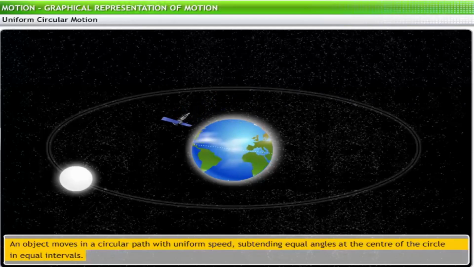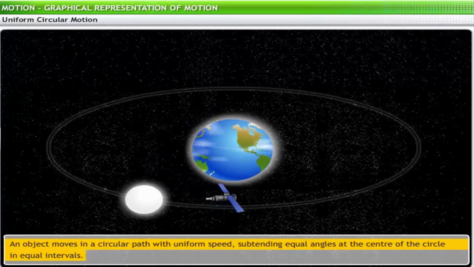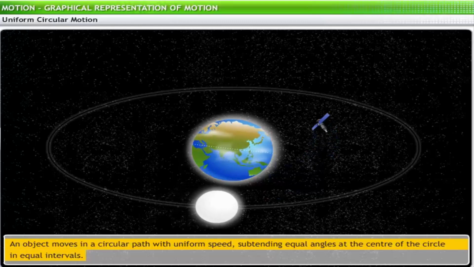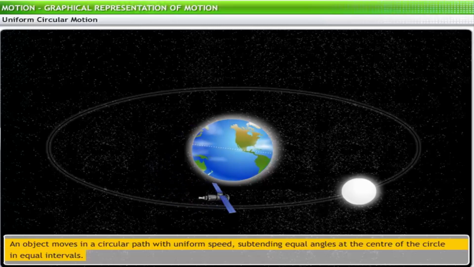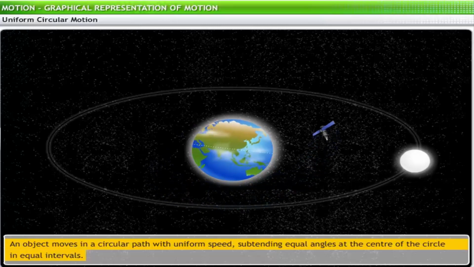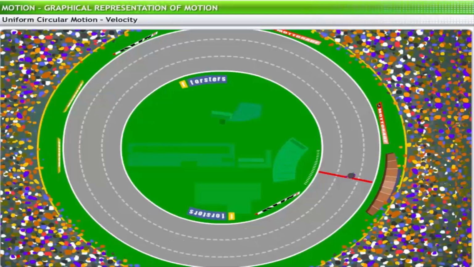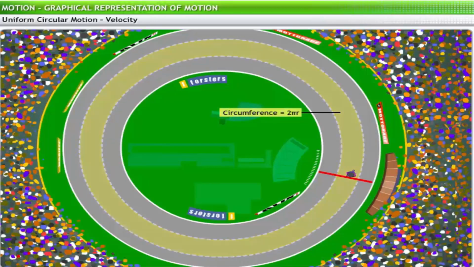Other examples that you can relate to include the rotation of the Moon and the Earth, a satellite in a circular orbit around the Earth, and so on. How would you calculate the velocity or the distance covered during uniform circular motion? Let's analyze the example of an athlete who is running along a circular track. The distance covered by the athlete at the end of one lap is equal to the circumference of the track. S is equal to 2 pi r.